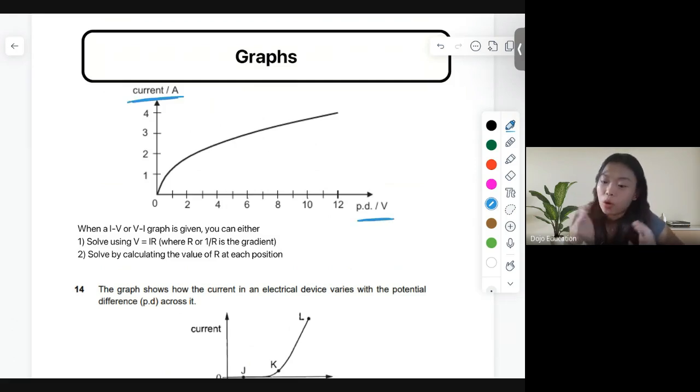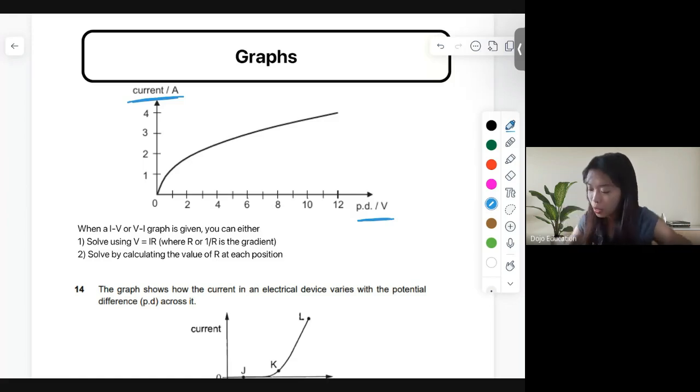The IV graph is what we always draw. So what is an IV graph? An IV graph is basically current and voltage, right? One is on the y-axis, one is on the x-axis. You need to remember that when you draw, it's always an IV graph. You don't draw a VI graph. Most of the time, the correct way to draw is the IV graph.